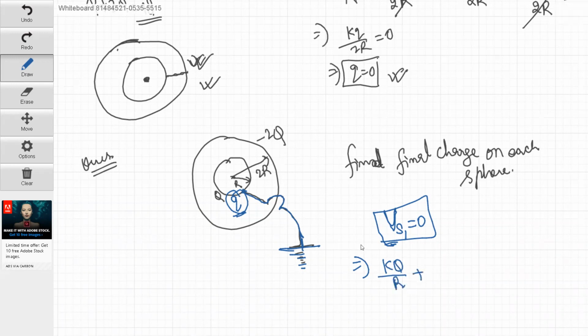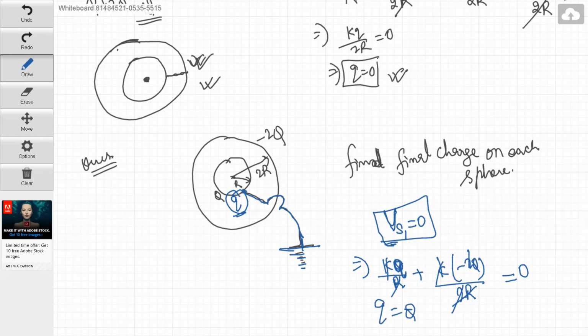And due to the outer sphere, what is the potential on the inner sphere? That will be equal to k into minus 2q divided by 2r. So that will be equal to zero. You have to remember the formula of the potential inside and outside of the sphere. Is this all right? So if you cancel it, this 2 cancels, this cancels, we get q equal to capital Q. So initial charges and final charges are the same. So final charges on each sphere: on the inner sphere, the final charge is Q, and on the outer sphere, the final charge is minus 2Q.